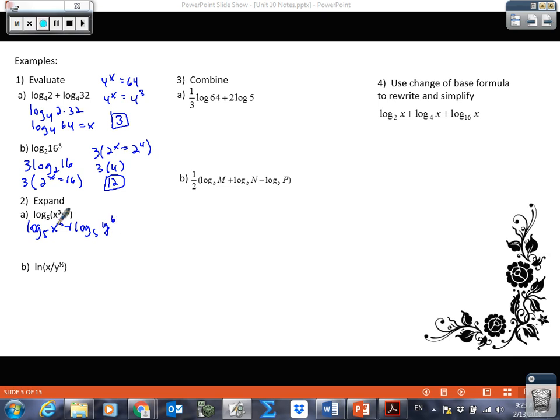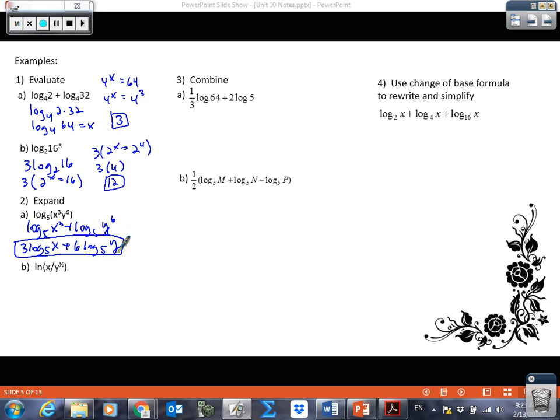Now I do have the entire argument cubed and the entire argument to the 6th, so I can bring those numbers forward. So I have 3 log base 5 of x plus 6 log base 5 of y. And that is completely expanded. Sometimes students want to know, well, how do I know if it's completely expanded? How can I figure that out? What I want you to do is focus on the argument. Focus on the argument. There's really only 3 things we can do with the argument.